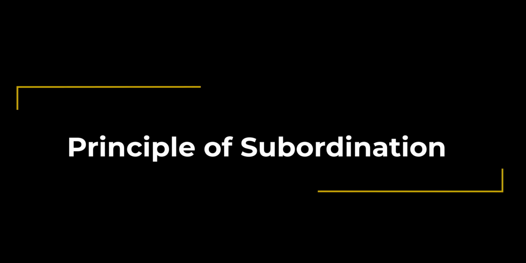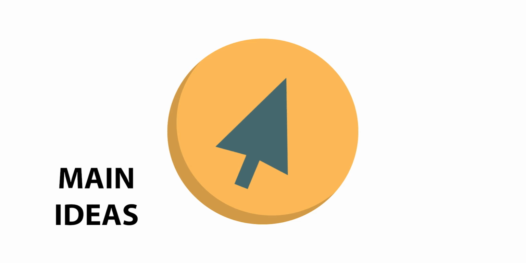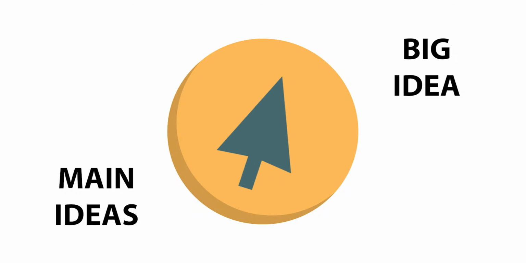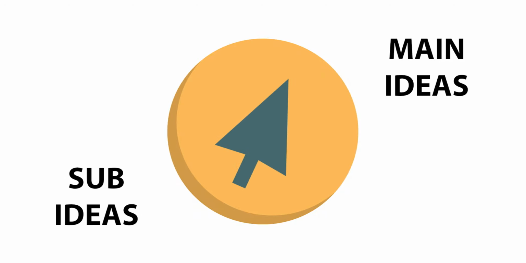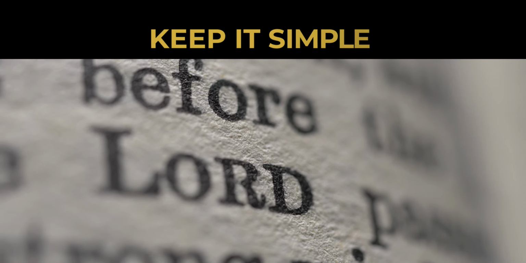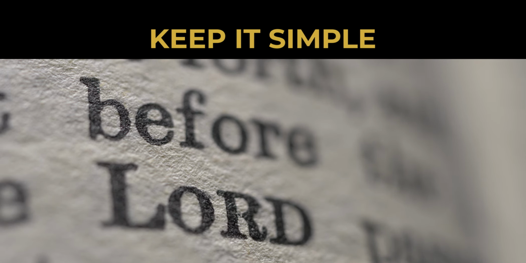The fifth communication principle is the principle of subordination. Each point is a pointer. Main ideas point to the big idea. Sub-ideas point to the main ideas. Keep your sermon outline as simple, clear, and memorable as possible. You should rarely go to the third level in your outline. Stay at the first or second levels in your outline because people simply cannot follow more detail. They will get confused as they listen to you.